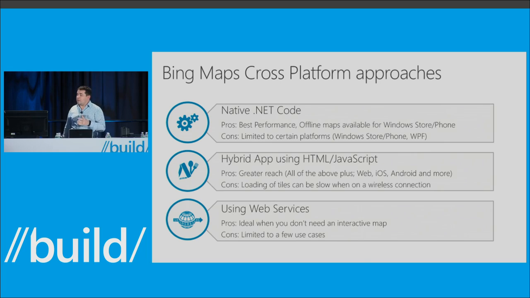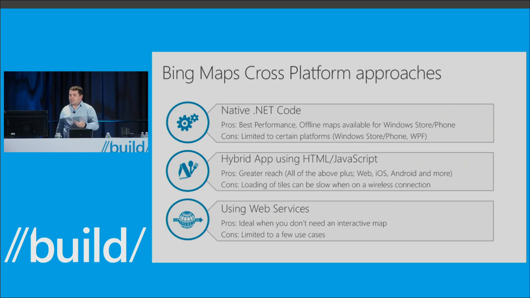But we're kind of limited at the moment in what platforms that's available to. So we have offline maps available in Windows Store apps and Windows Phone. So you can do this for Windows Phone 8.1. You can have offline maps in any Windows 10 apps, for both phone and PC.